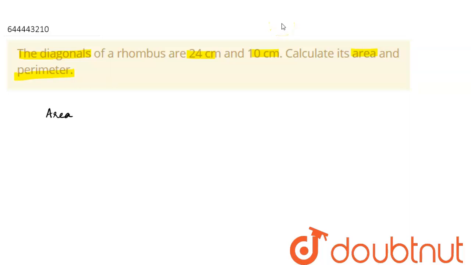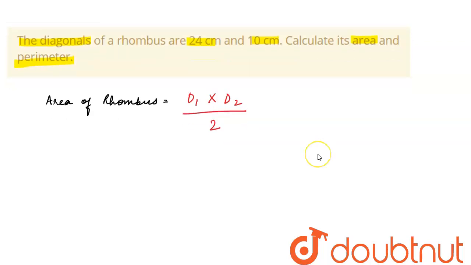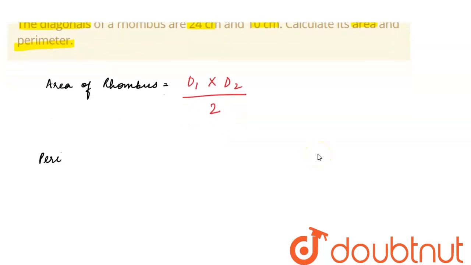we know that area of a rhombus is what? Diagonal 1 into diagonal 2 upon 2, and perimeter of a rhombus is 4 into side of rhombus.